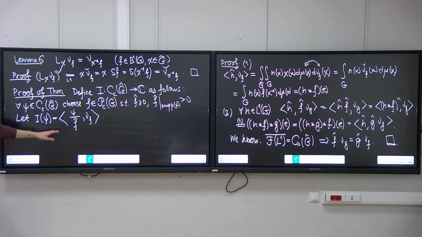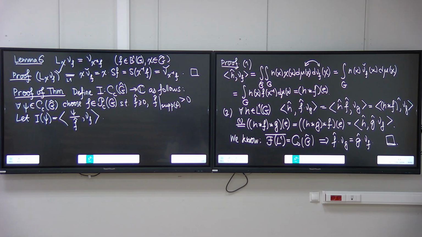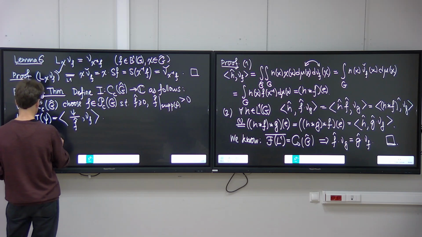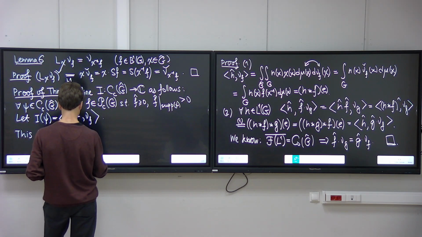Of course, we can integrate because f hat is strictly positive on the support, so the function psi divided by this Fourier transform is well defined and continuous with compact support. And we simply integrate it with respect to this measure nu f. Of course, we have to prove that this doesn't depend on f, otherwise such a definition will be useless. Let's show that this expression doesn't depend on f.